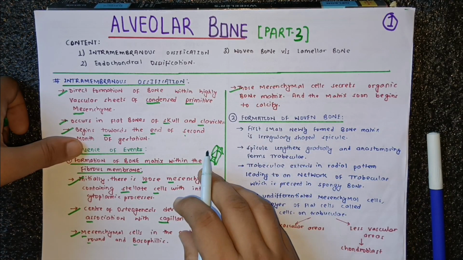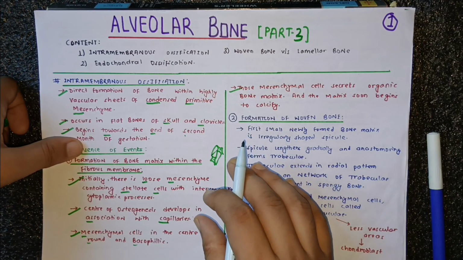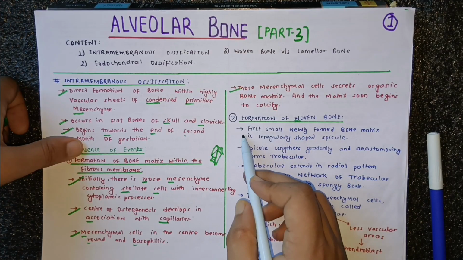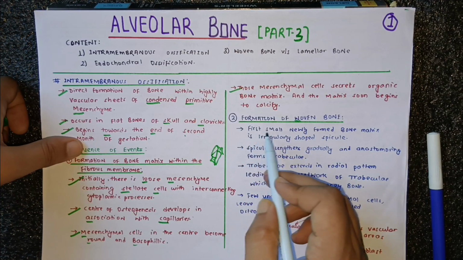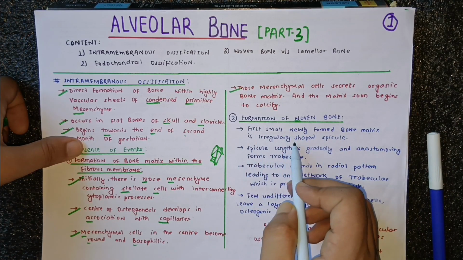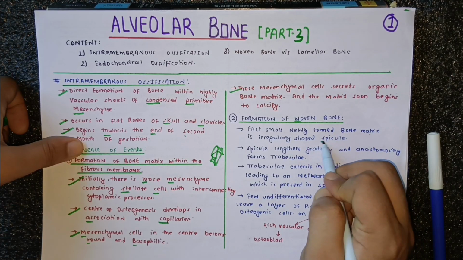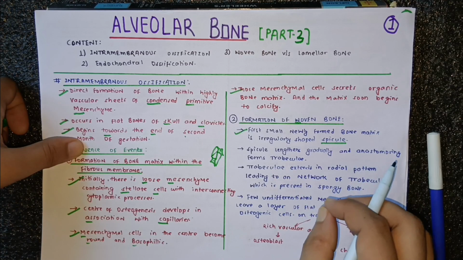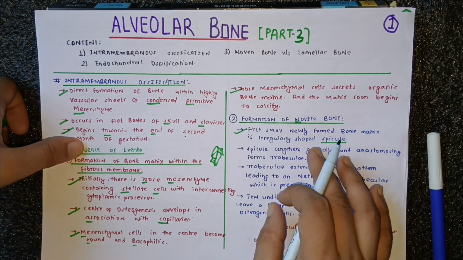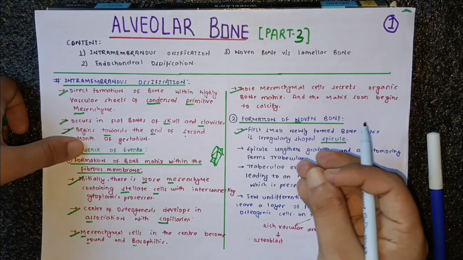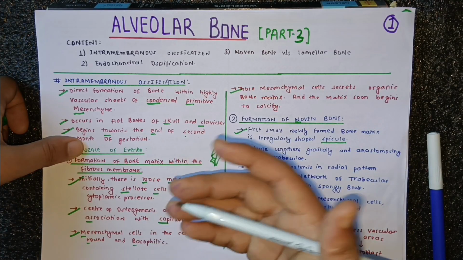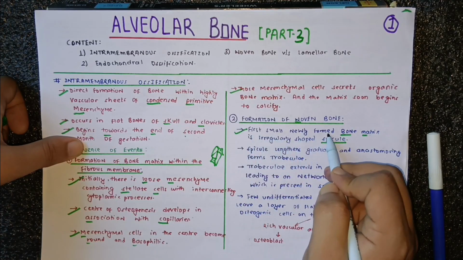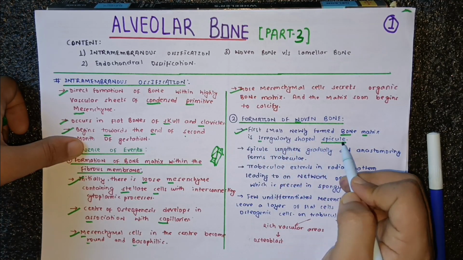And about the Orban bone and the lamellar bone, we have discussed properly in the first video. So this Orban bone is an immature bone. After that, first, the small newly formed bone matrix is an irregularly shaped spicule, and this term spicule is important. So first, newly formed bone matrix, not bone. In this bone matrix we will deposit the mineral and then there will be proper bone. So this is just a bone matrix.